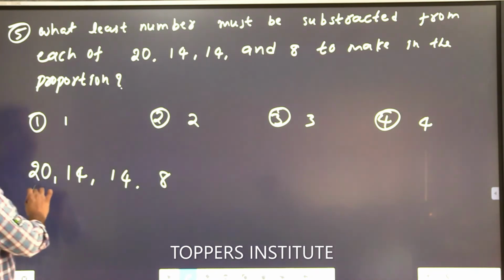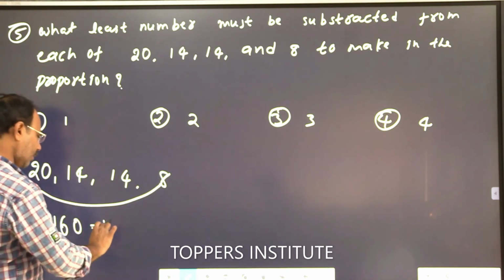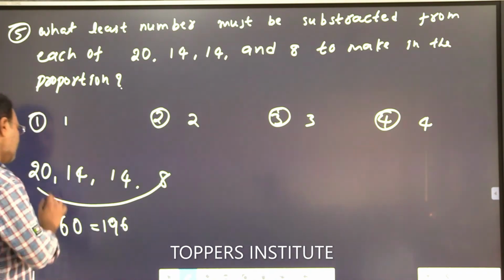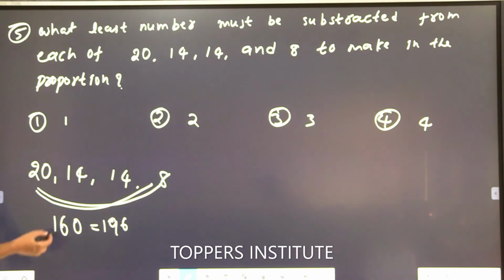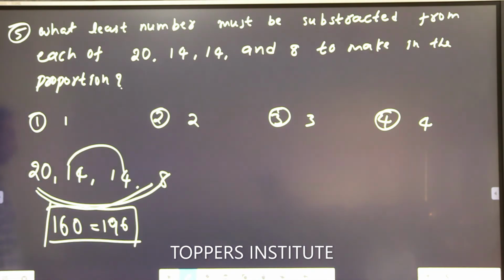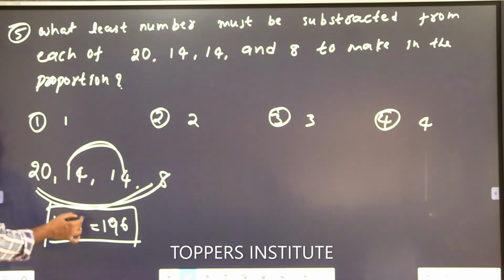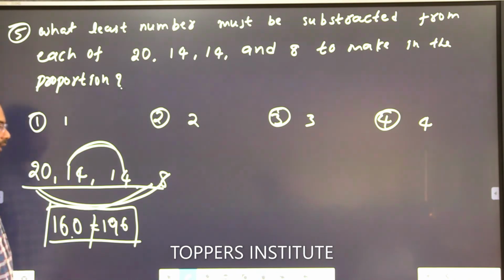Okay, so 20 into 8 is 160, and 14 into 14 is 196. So product of extremes 20 into 8 is 160, product of means 14 into 14 is 196. These are not equal to each other, so the given terms are not in proportion. Product of extremes is not equal to product of means, so the proportional theorem doesn't hold, so these given terms are not in proportion.